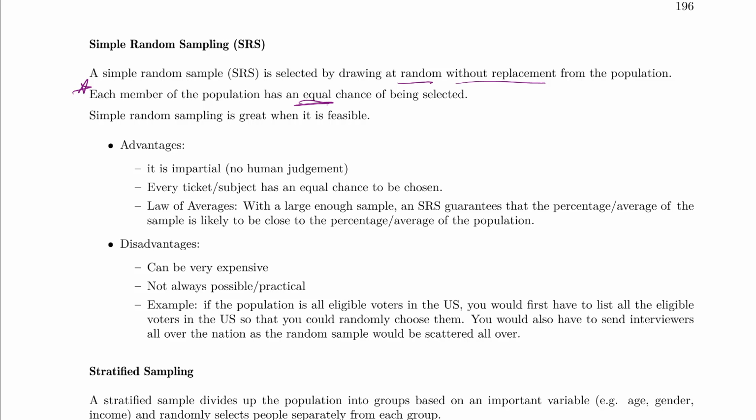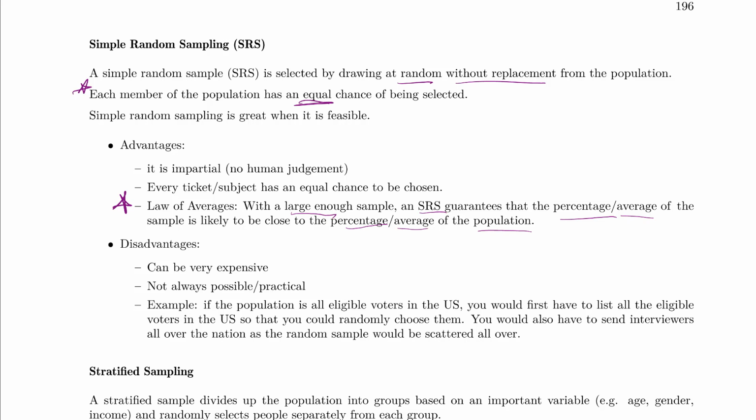So some advantages: it is impartial. There's no human judgment. Everyone has the same chance to be chosen. And the law of averages comes into play. We can prove a lot of mathematical and statistical things with a simple random sample. If we have a large enough sample, then a simple random sample says that the percentage, or average, depending on what we're looking at, of the sample is likely to be close to the percentage or average of the population. So for a large sample, we know that our sample average will be close to our population average.